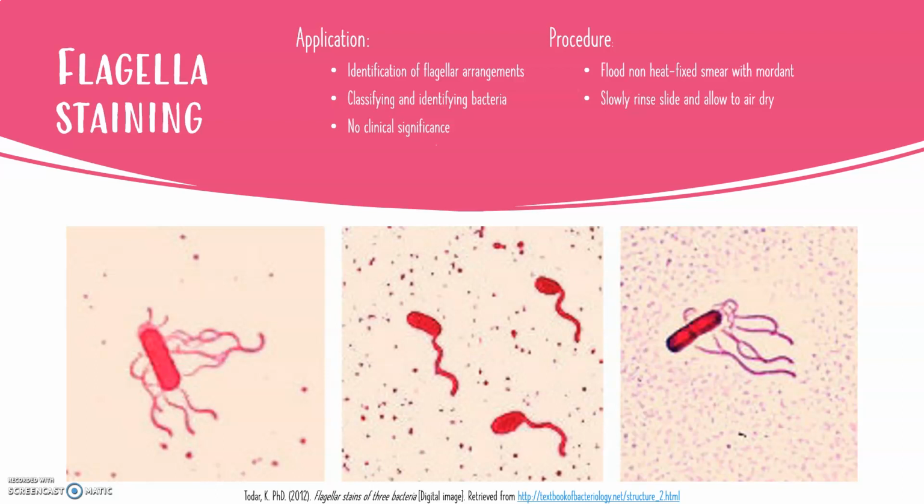To conduct this stain, a mordant such as tannic acid is used to flood the specimen to coat and thicken the flagella. The specimen is then stained by pararosaniline to stain the specimen itself. As you can see here in the image below, you can see a variety of bacteria with their flagella coming off of their cell bodies.